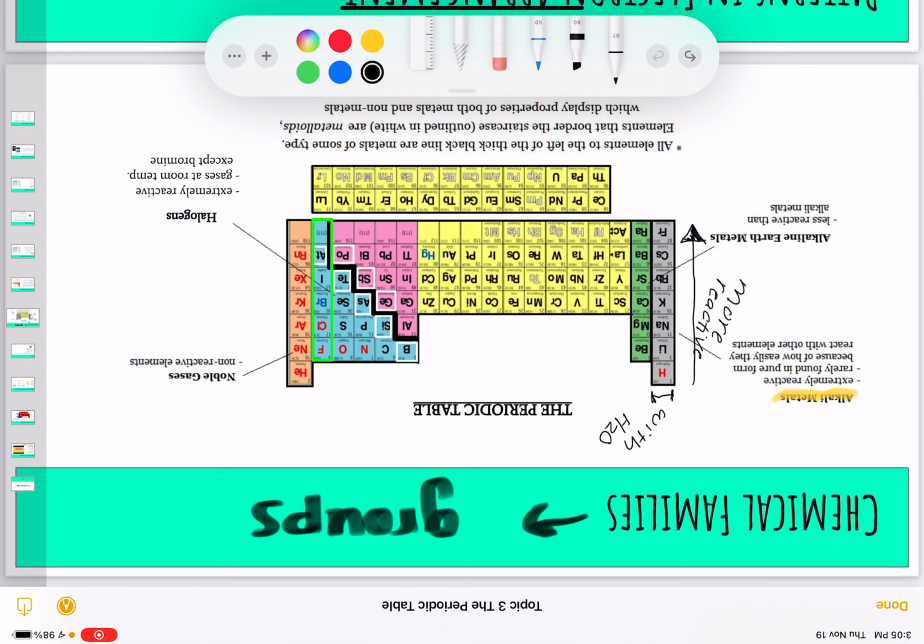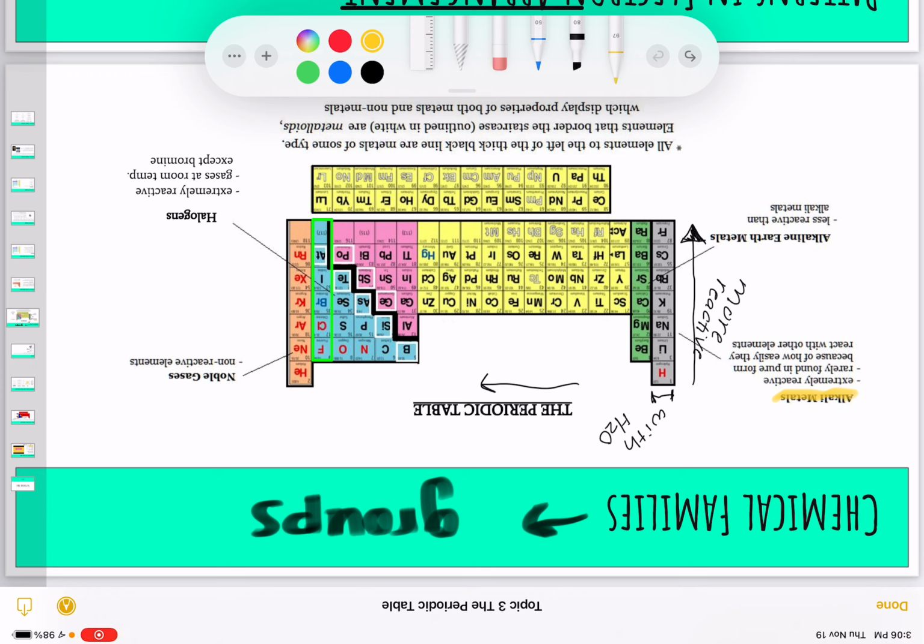Perfect. Alkaline earth metals, those are less reactive than the alkali metals. So as we go this way, they aren't quite as reactive. This group, yeah, they're earth metals. They do react as well. As you go down, they become more reactive, but not quite as reactive as that first group. All right.